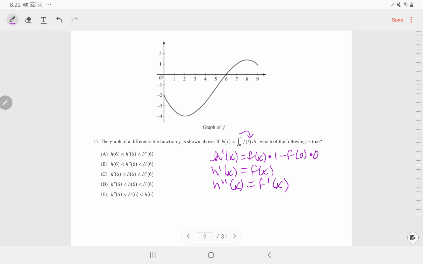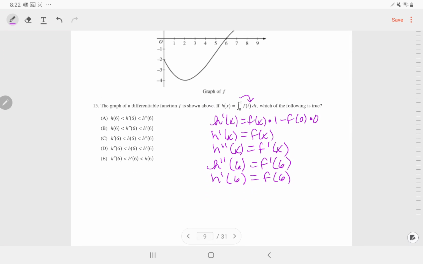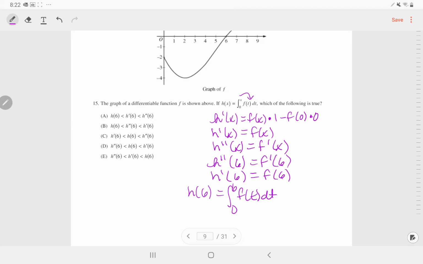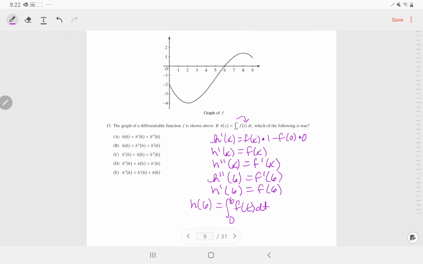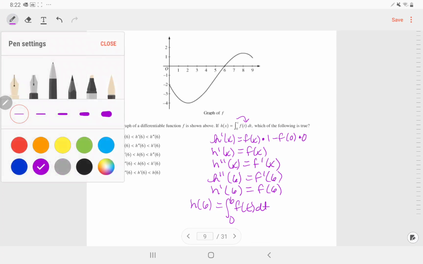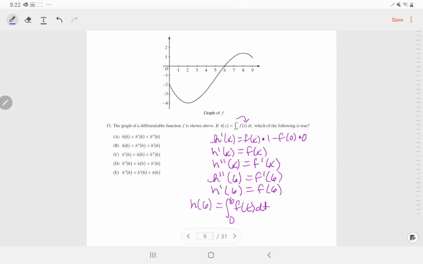Okay, now they want to know about all these h's. So I want h double prime of 6, which is f prime of 6. And I want h prime of 6, which is f of 6. And then I want h of 6, which is the integral from 0 to 6 of f of t dt. This is a very good question to help you with free response, but in a friendlier way, only because it's not a full free response question.